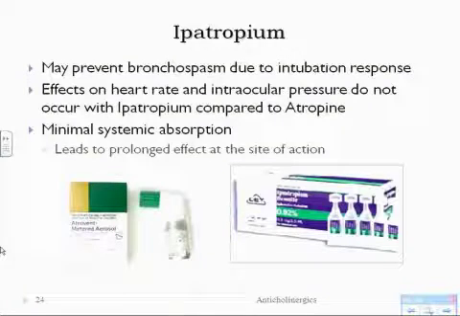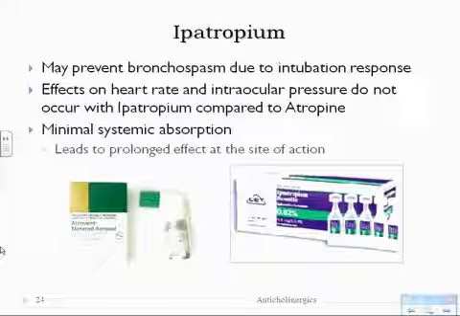This is what ipratropium comes like. This is the metered-dose inhaler on the bottom, and this is the actual nebulized form. You just put the liquid into the nebulizer, and the person inhales it. That's what I tend to use as my unit dose. It may prevent bronchospasm due to intubation response. That's why I use it.